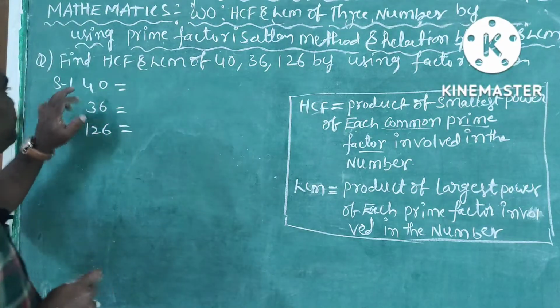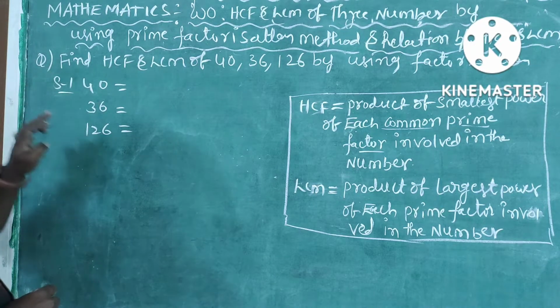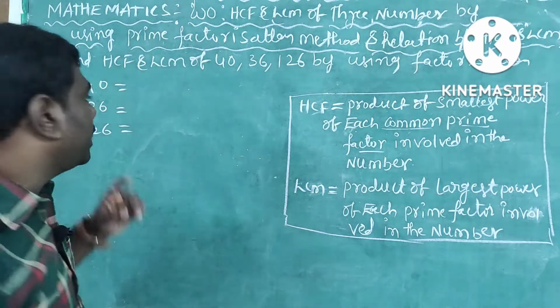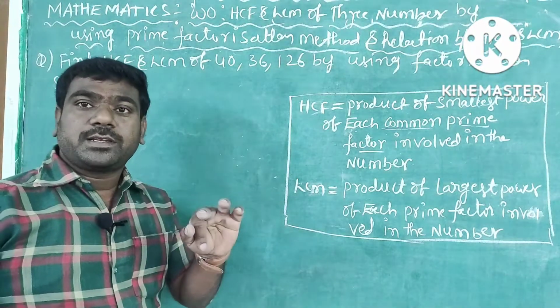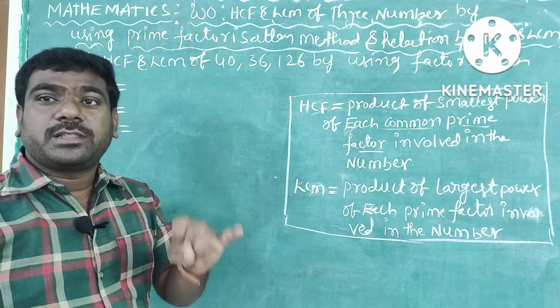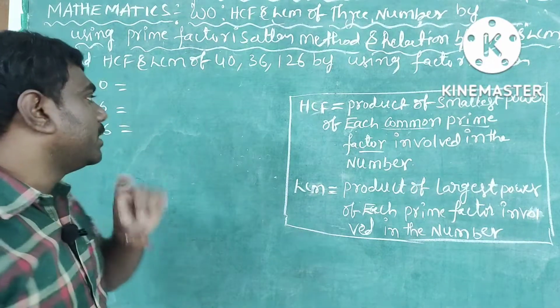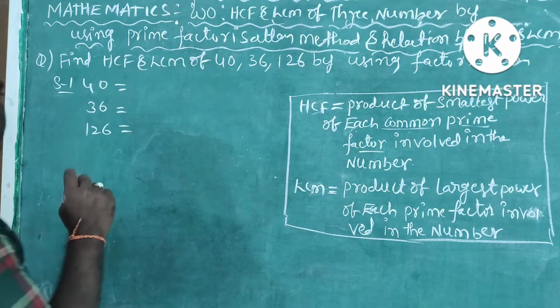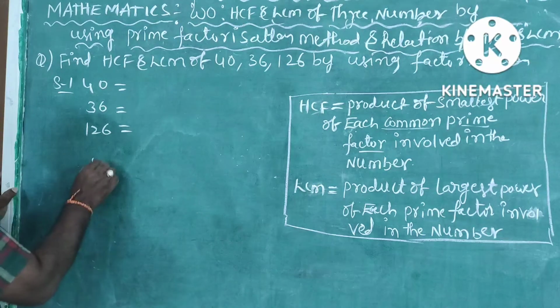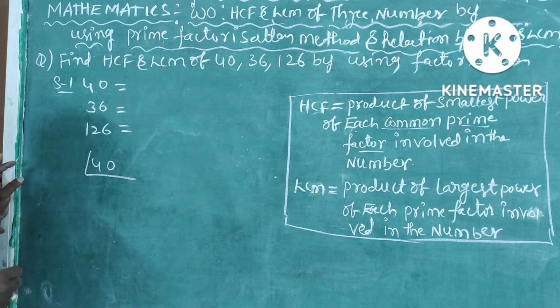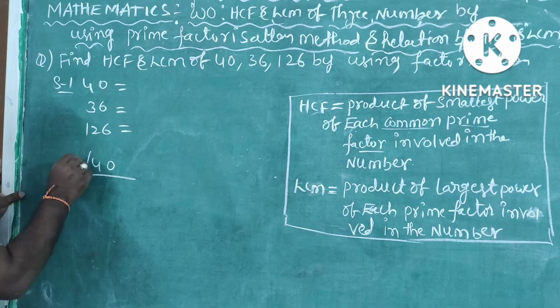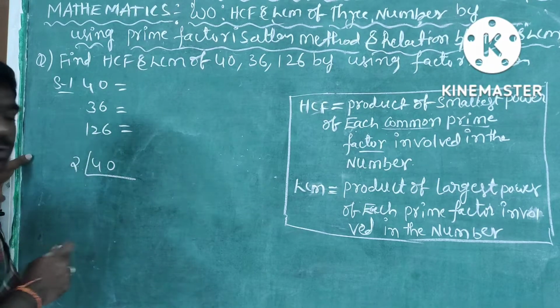Okay, now we have to find the prime factorization of 40, 36, 126. We have two methods: one is the factor tree method, another one is the long division method. Now I am applying the long division method. So 40 prime factorization, how to find it here? Take the smallest prime number, that is 2.